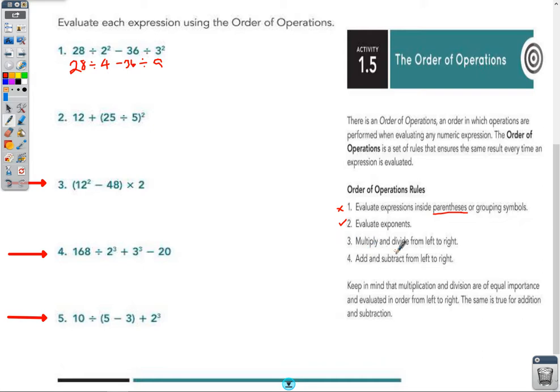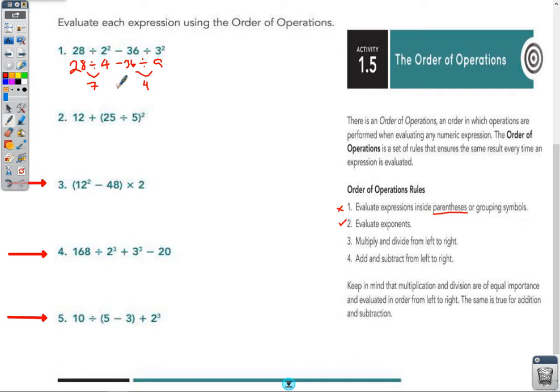Step 3 is to multiply and divide from left to right. So I go back. I'm looking for multiplication. There is no multiplication. I'm looking for division. I'm going to do the multiplication and division from left to right. So 28 divided by 4 is going to give me 7. And I drew the little arrow to show that I'm combining 28 and 4. And I'm also going to do 36 divided by 9 because I can do all of my multiplication and division from left to right. So 36 divided by 9 gives me 4.